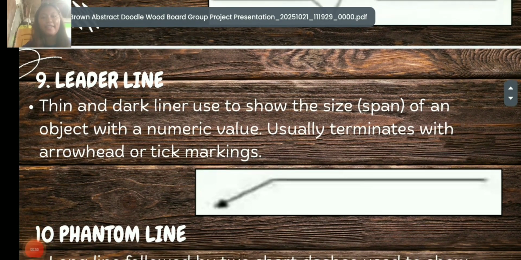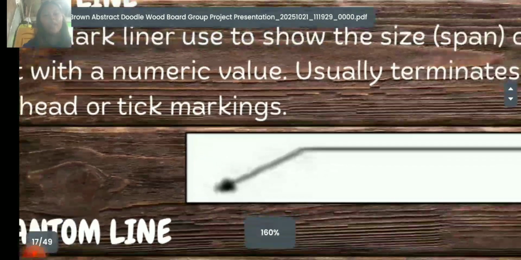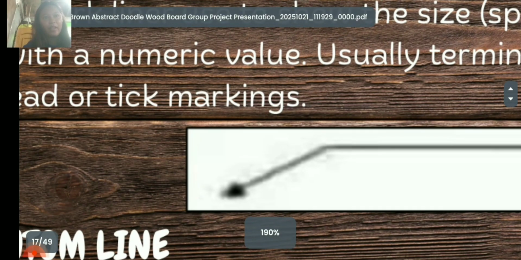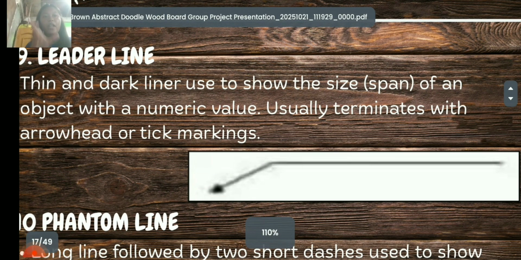Next is leader line. Leader lines are thin and dark lines. Leader lines are used to connect a note or dimension to a specific feature on a drawing. They typically have an arrowhead at one end, pointing to the feature, and a shoulder at the other end, connecting to the note or dimension. Leader lines help to clearly associate information with the correct part of the object being drawn.